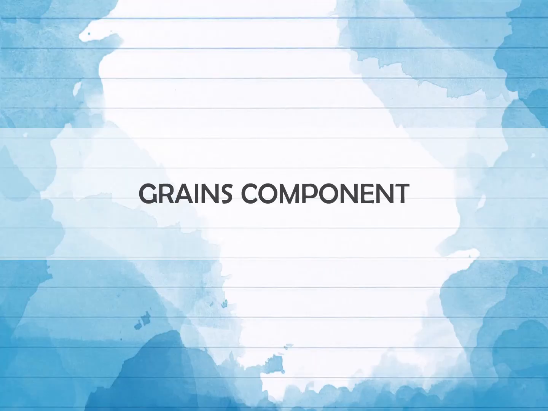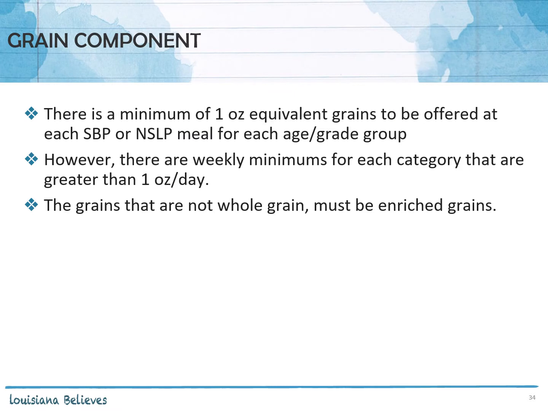Next, we will talk about the grain component. For all grades, schools must offer a minimum amount of grains daily and weekly. The amount varies by age grade group. For grades K to 12, at least half of the grain offerings over the week must be whole grain rich. The remaining 50% of grains must be enriched and measured in ounce equivalencies using weights and/or volumes found in Exhibit A of the Food Buying Guide for Child Nutrition Programs.